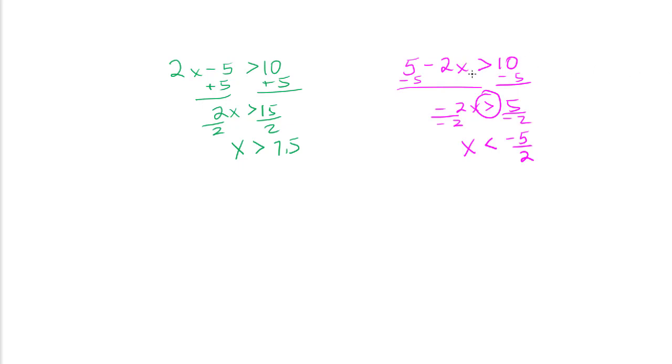Well, I could solve this a different way. I didn't have to divide by the coefficient. I could have just added 2x to both sides. I would have gone 5 is greater than 10 plus 2x. And then I would subtract a 10 from both sides. 5 minus 10, which is minus 5, is greater than or equal to 2x. And then I divide by 2, no problem, because I'm not dividing or multiplying both sides by a negative. And simply x is less than minus 5 halves.